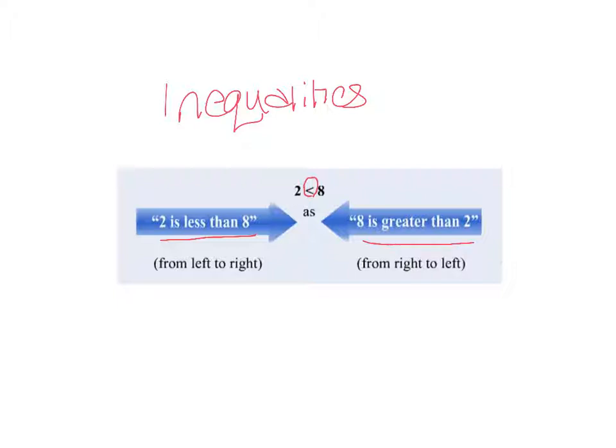8 is greater than 2, and that's because 8 is on the big side. If you see this little arrow thing, it's on the big side of the arrow, whereas the 2 is on the little side of the arrow. So 2 is less than 8, or reading backwards, 8 is greater than 2. Now we rarely read it backwards, but you need to recognize that whatever is on the big side of the arrow is the bigger number. What's on the small side is the smaller number. Just like we read books from left to right, we're going to read inequalities left to right. 2 is less than 8.